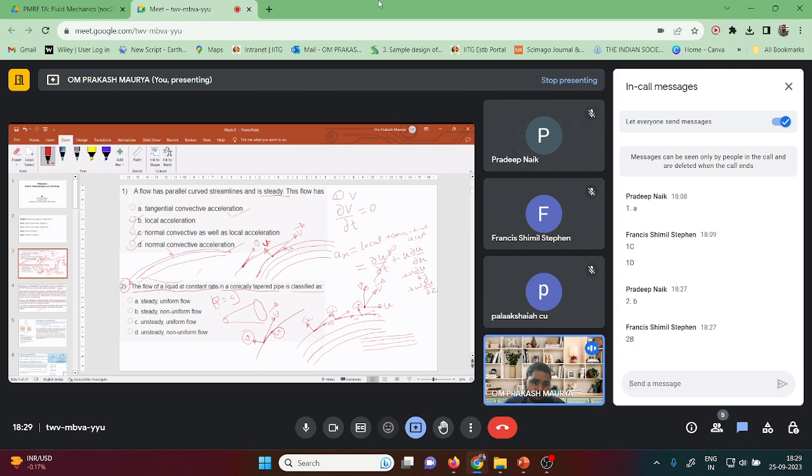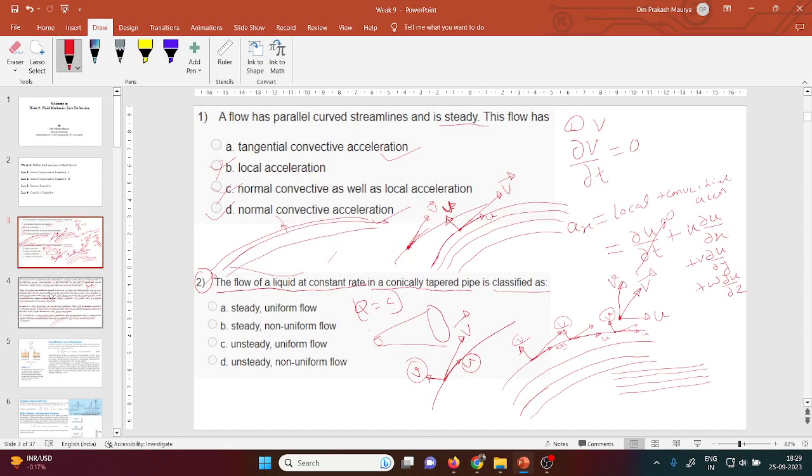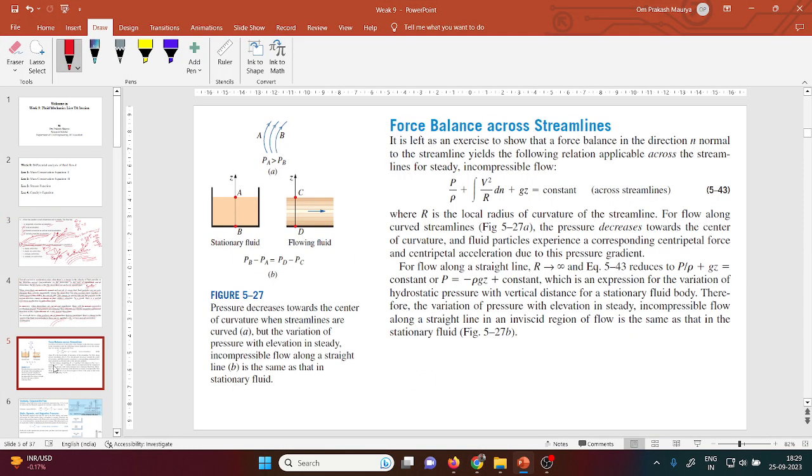Palak, if you want to give your answer, you can write. By the way, option B is correct, steady and non-uniform, because steady, you know already, the rate is constant, so steady, and definitely non-uniform flow because of the conical shape. Okay, there are lots of concepts I have discussed today.